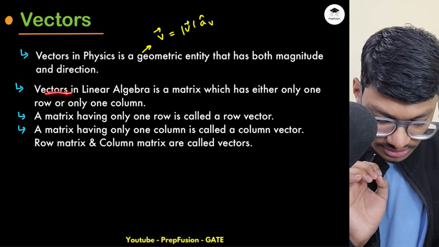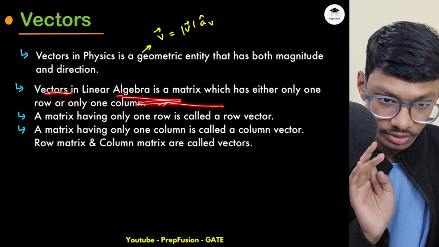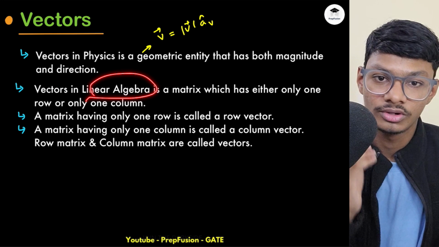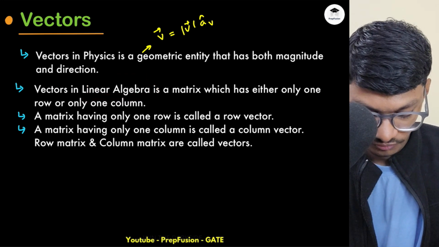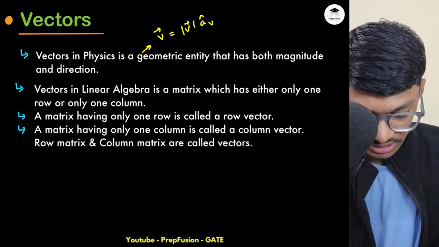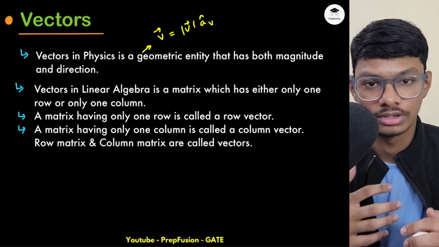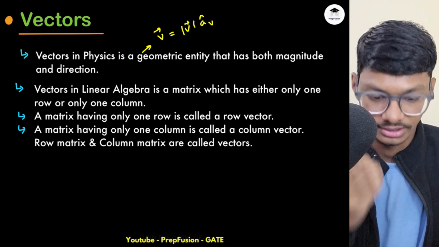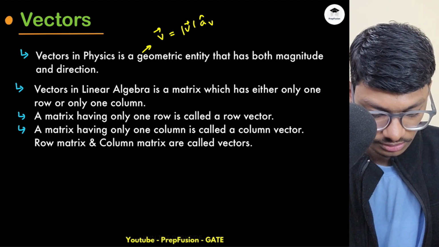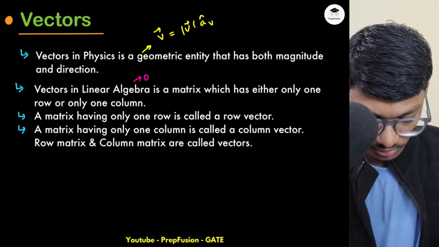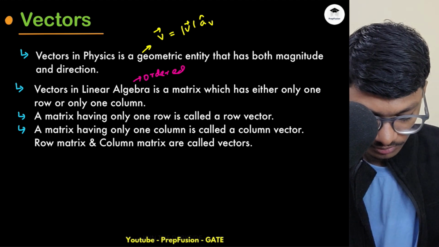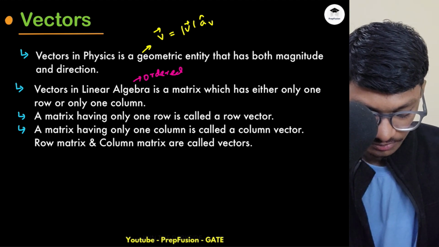So here a vector in linear algebra is a matrix. In linear algebra, what do we have? We have ordered things, like an array of numbers. So I can write ordered numbers. Now these numbers mean something.